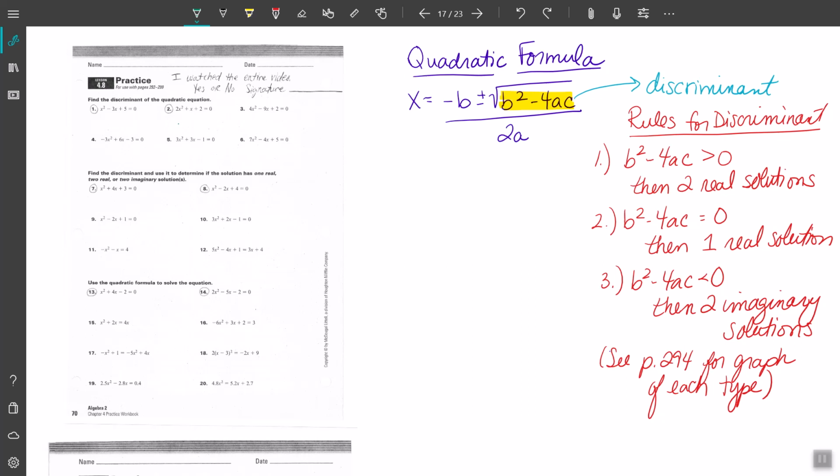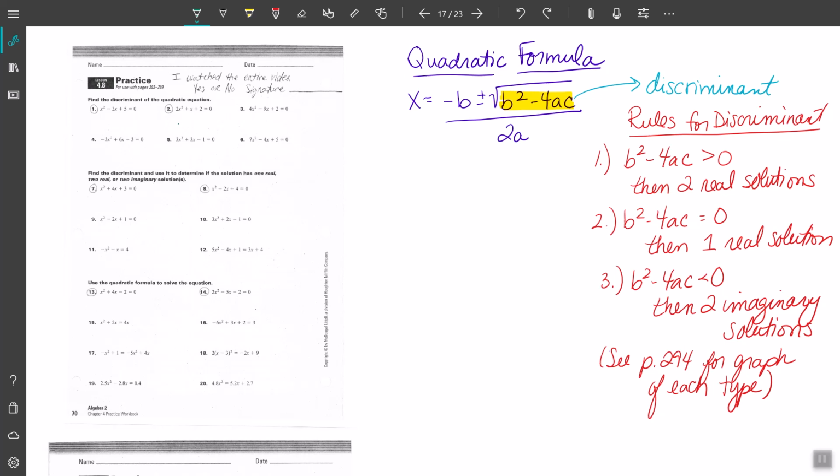So lesson 4.8 is going to move us into another way to solve quadratic equations. There are often many ways to do the same thing. And so in this lesson, we're going to learn about the quadratic formula, which I have written over here on the side. Make sure you write this down in your notes.